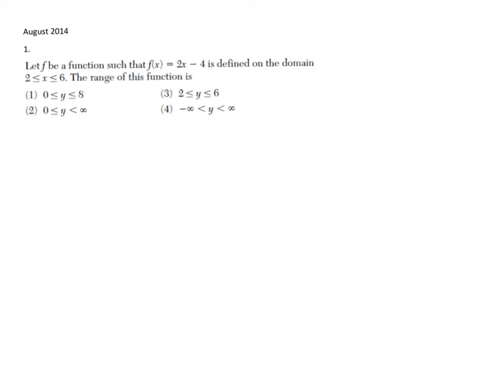All right, so we have this question. Let f be a function such that f(x) is equal to 2x minus 4, and it is defined on the domain 2 till 6. The range of this function is, that's what we are trying to find out, the range. Okay, so we know the domain is the x values. We are looking for the range, which is the y values, and the function is 2x minus 4. So we've got all this information, so let's plug it in.